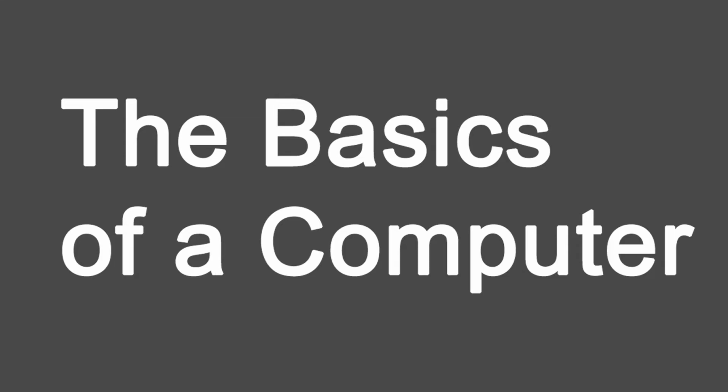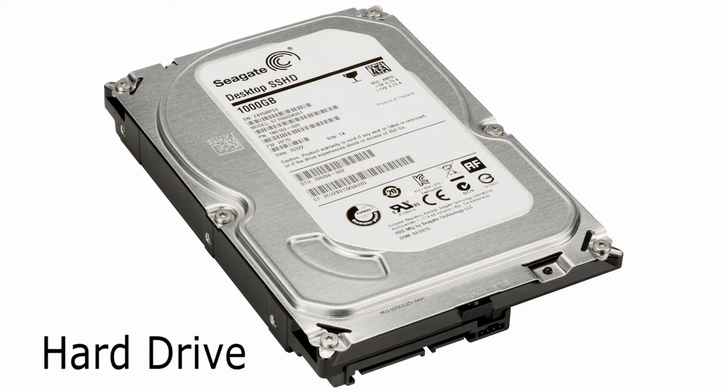Because this is our first video, we're going to start with the basics of a computer. It's comprised of pretty much two things, hardware and software. Let's get started with the hardware list. First item is the hard drive. This is where all your data is stored. A computer can be turned off and your information will still be there when you turn it back on.